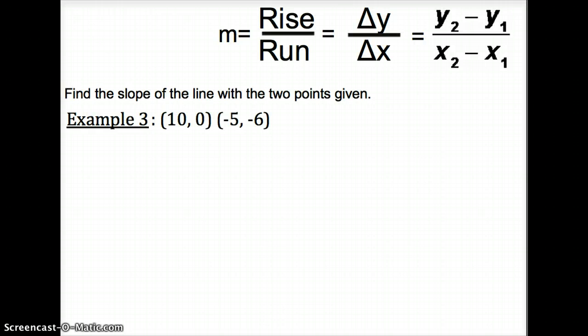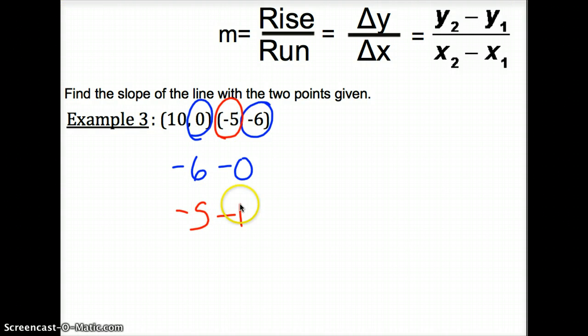Example number 3, so 10, 0, and negative 5, negative 6. So we're going to subtract the two y's. So I'm not even going to write the formula down. I'm just going to say, okay, this is going to be my first one, negative 6, and I'm going to subtract the next one, 0. Okay, I have to keep with that order. Since 6 went first, now 5 has to go first. So negative 5 on bottom, minus 10, because that's the second x value.